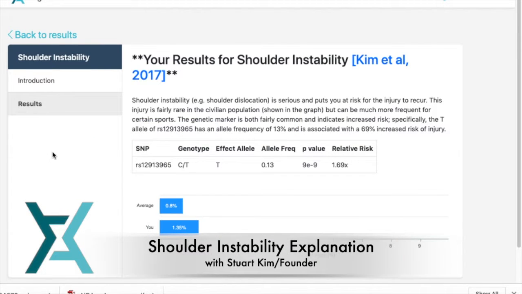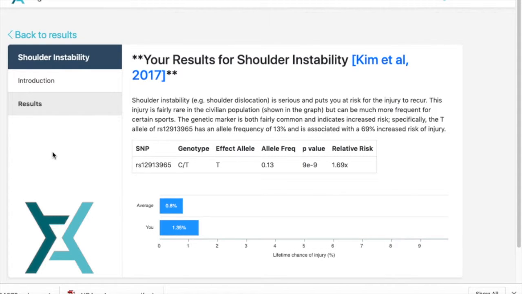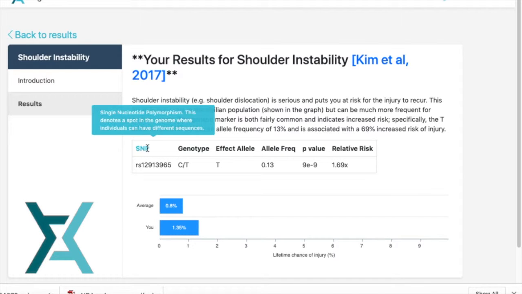Here's an example of genetic results for shoulder instability or shoulder dislocation, which is a fairly serious type of shoulder injury. We found a genetic marker called RS129, which is a type of SNP, single nucleotide polymorphism. That's a spot in your genome where people can be different. Sometimes there's a C, sometimes there's a T.